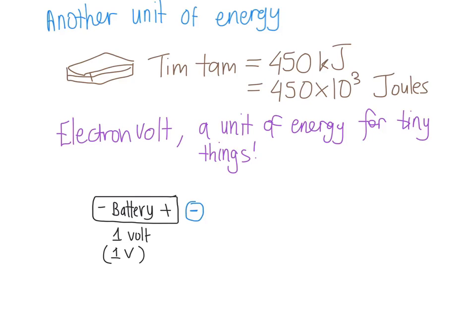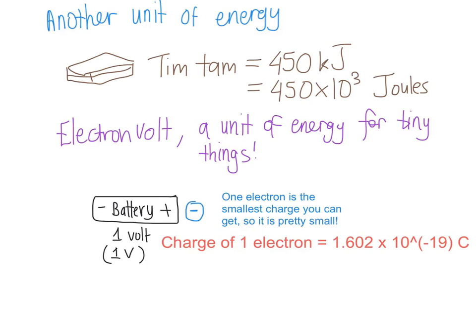But how big is an electron? Well, it's a negative charge, and it is the smallest negative charge you can get. You can't chop an electron in half. Doesn't work. So it's known as an elementary charge. You can't get smaller charges than 1 electron. So the amount of charge on 1 electron is 1.602 multiplied by 10 to the power of negative 19 coulombs. Coulombs is the unit of charge, represented by a capital C.